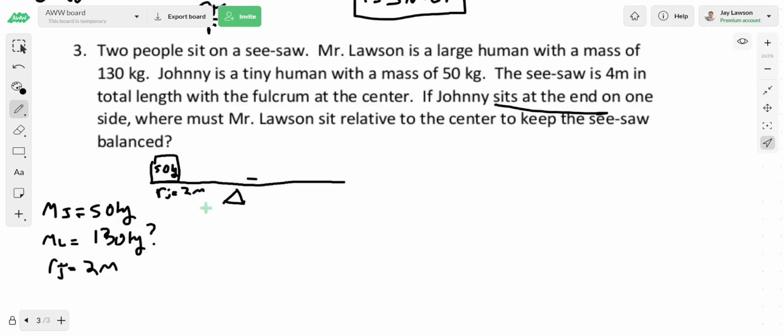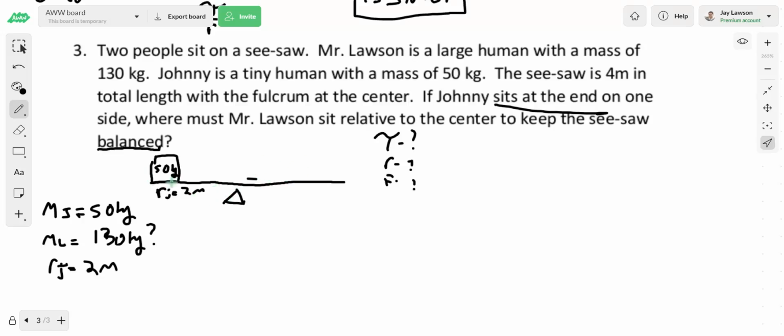All right. Now, remember when dealing with torque problems, we have to know T, we have to know R, and we have to know the force. Well, to break this down, we have to understand that this is a torque equilibrium problem. We have to think about net torque, right? Because we have to think about how to keep it balanced. And we have two torques acting on either side. We have this one acting on the left, and then Mr. Lawson's over here somewhere. We don't know where he's at.